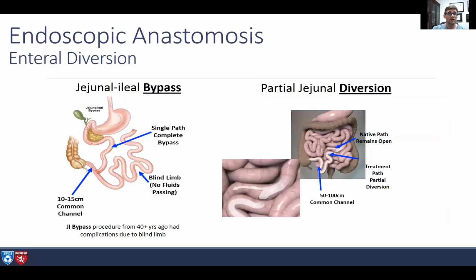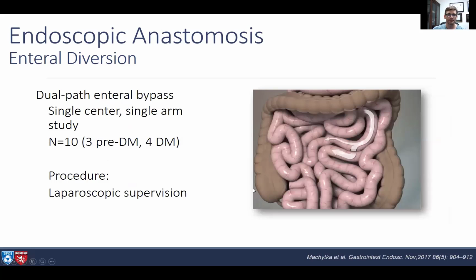Again, this is very different than the traditional, old school jejunal ileal bypass, where you had a very long blind limb that led to all sorts of problems. There is no blind limb in this type of setup. You have a preserved native path.